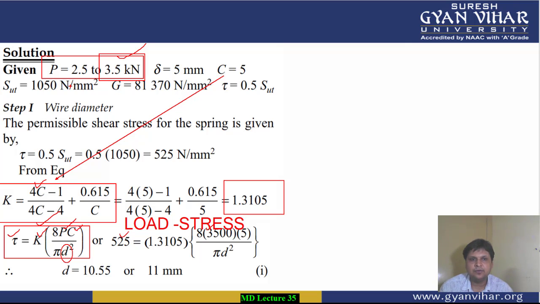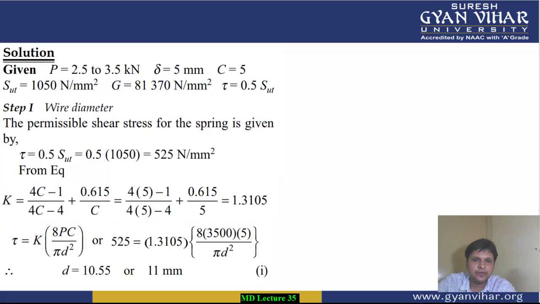What is the maximum value? The maximum value is 3.5 kilonewton. So in Newton we will say it is equal to 3500. So in the load stress equation, we are going to put the value 3500 in the place of P. All other values are already known to us. Then on putting these values, we will get the value of wire diameter as equal to 10.55 mm. I hope you have understood till now.